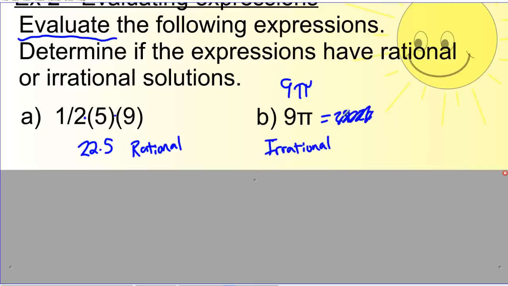And I can tell you pretty much anything that you're going to multiply by pi is an irrational number. And if you multiply it by something, it's still going to be irrational. It's just going to be a bigger irrational number.